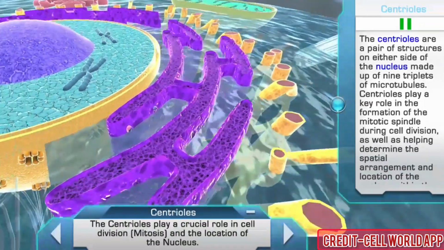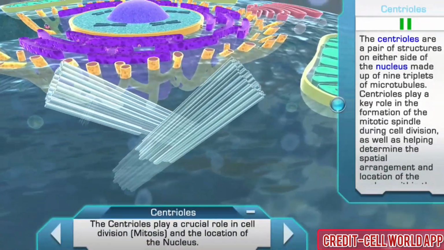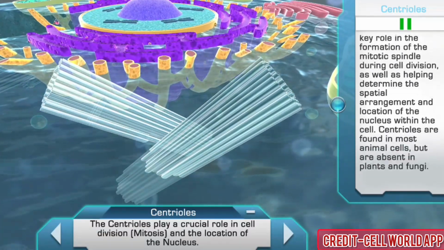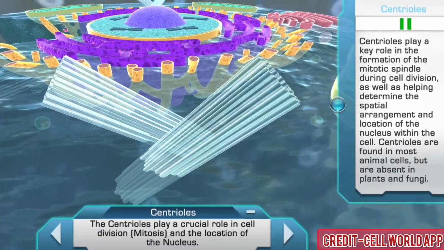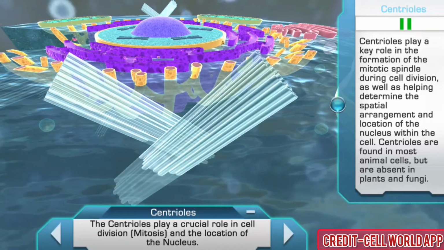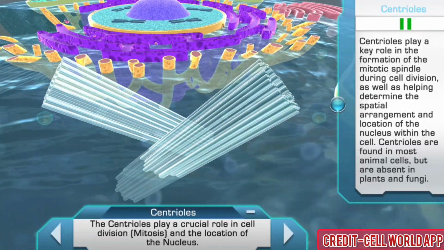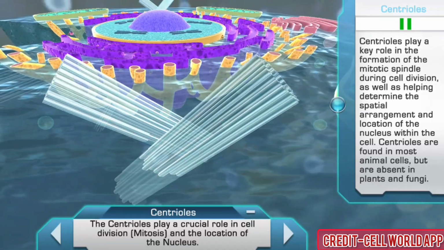The centrioles are a pair of structures on either side of the nucleus made up of 9 triplets of microtubules. The centrioles play a key role in the formation of the mitotic spindle during cell division, as well as helping determine the spatial arrangement and location of the nucleus within the cell.